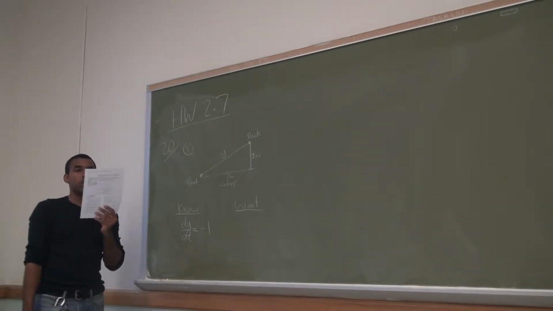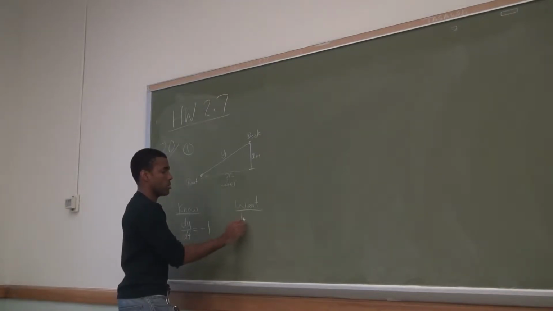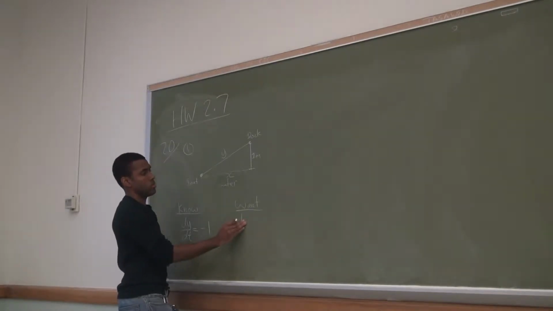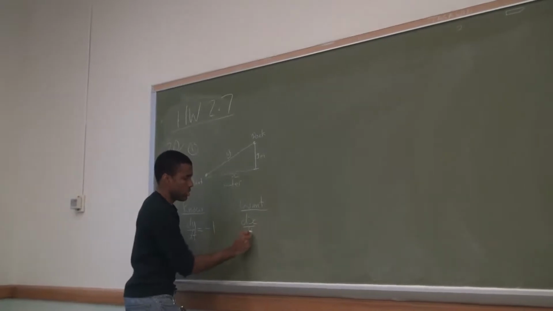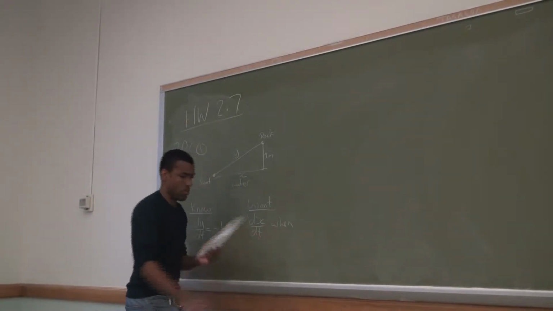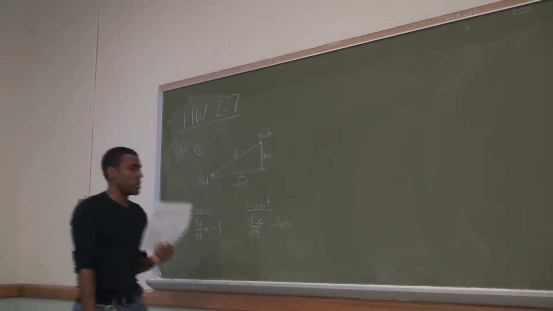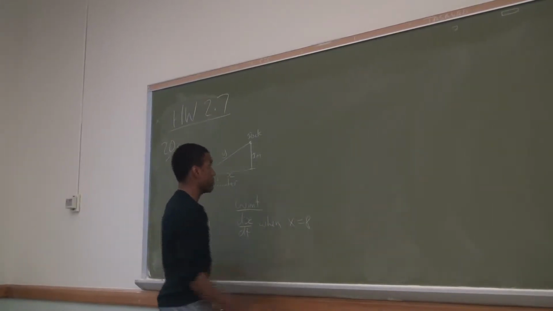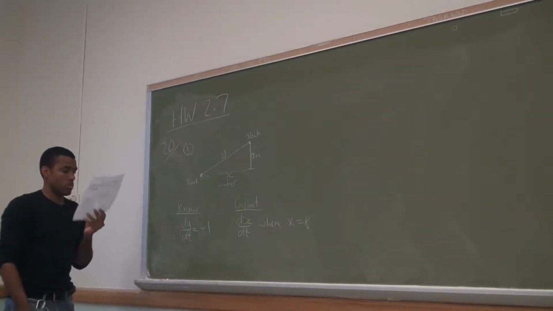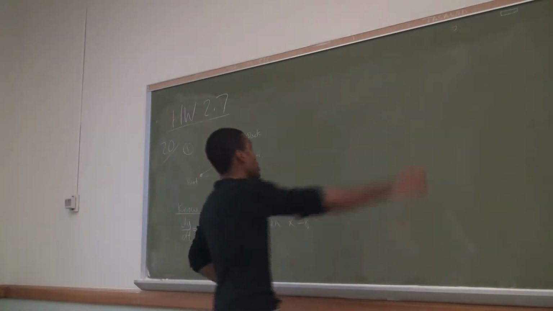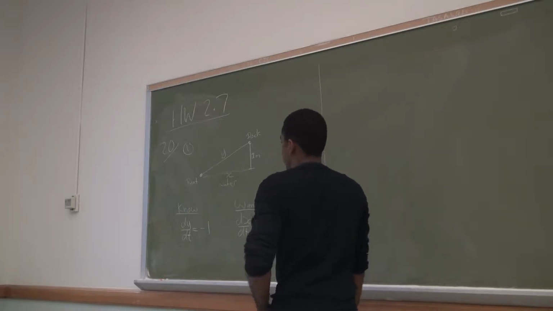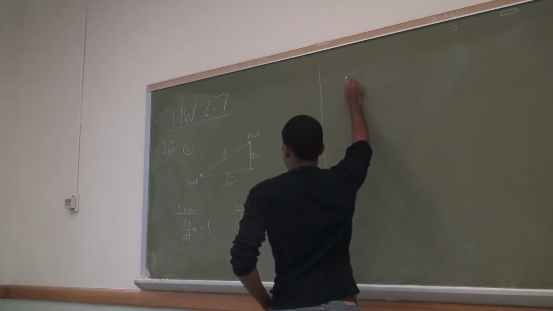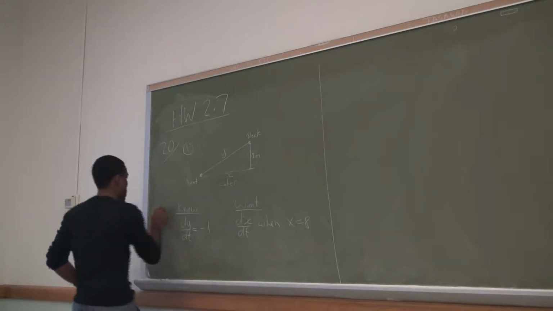And what do we want? We want dx/dt. I wrote dy over dt, but you want dx/dt when it is 8 meters from the dock, so x equals 8. So what's the equation? That was step 2. The equation is step 3.